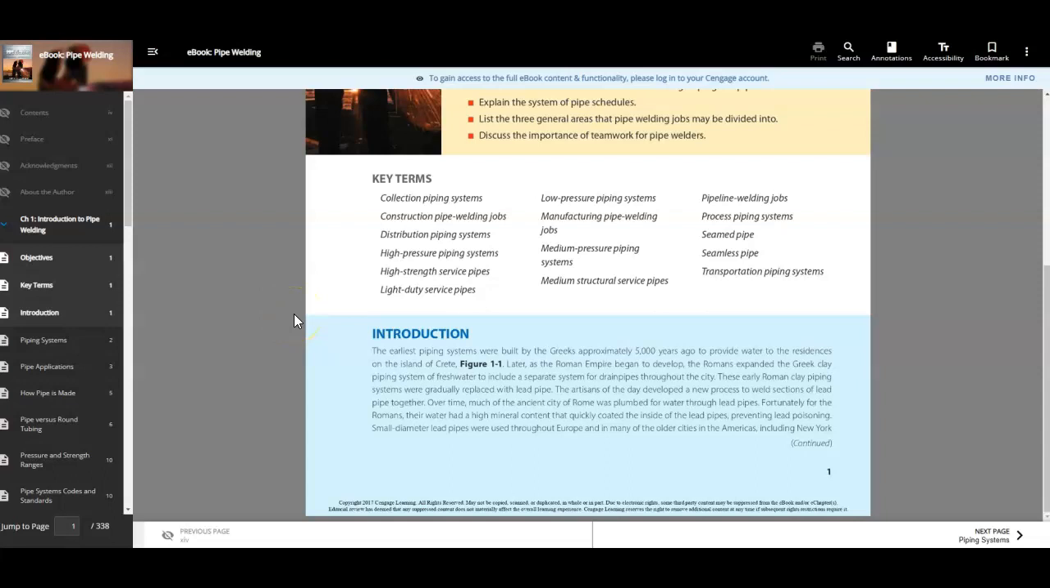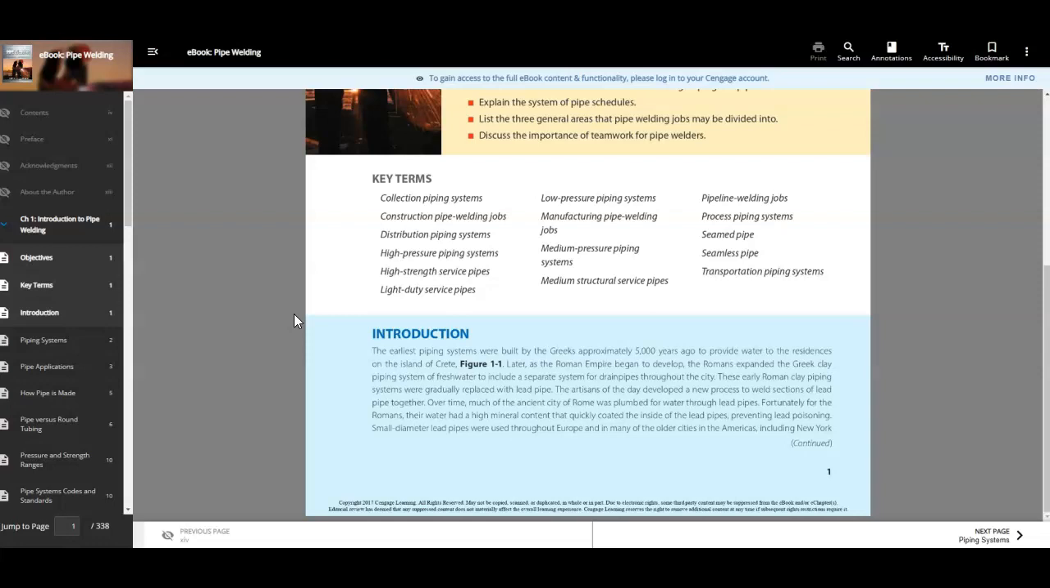Introduction. The earliest piping systems were built by the Greeks approximately 5,000 years ago to provide water to the residences on the island of Crete. Later, as the Roman Empire began to develop, the Romans expanded the Greek clay piping systems of fresh water to include a separate system of drain pipes throughout the city. These early Roman clay piping systems were gradually replaced with lead pipe.